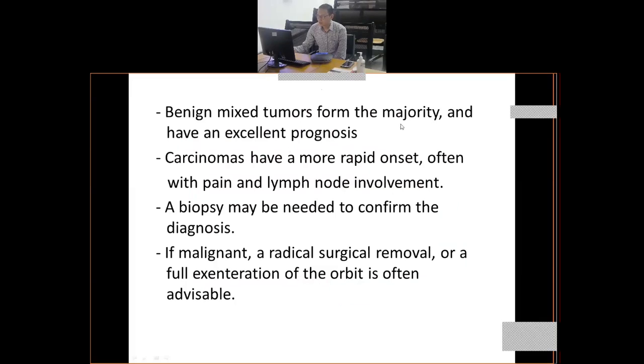Benign mixed tumors form a majority of the cases and have an excellent prognosis. Carcinomas have more rapid onset, often with pain and lymph node involvement. A biopsy may be needed to confirm the diagnosis. If malignant, radical surgical removal or full exenteration of the orbit is advisable.